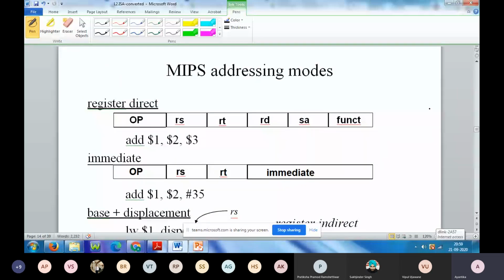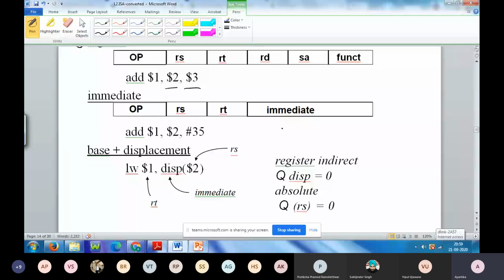First one that we have already discussed, that is register direct. We already talked about this, that we are fetching some values from register 2 and 3 and we are storing them to register 1. Okay. Next one is immediate. Maybe that also we talked about.